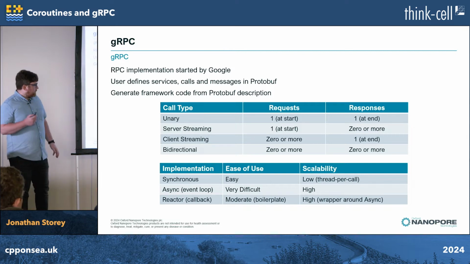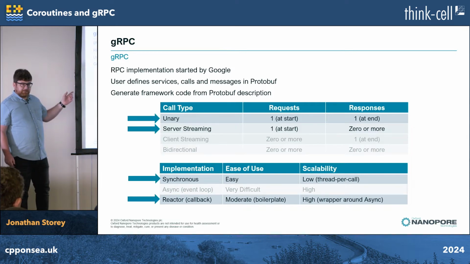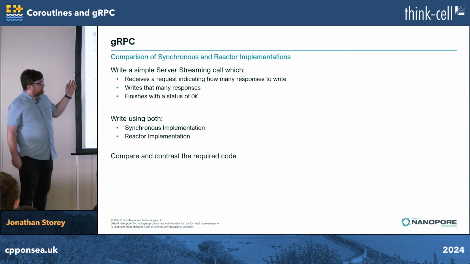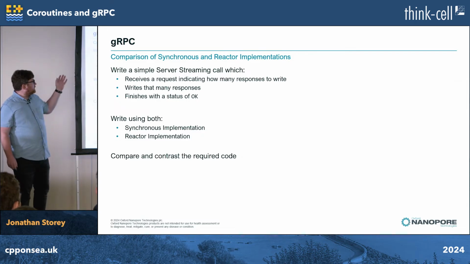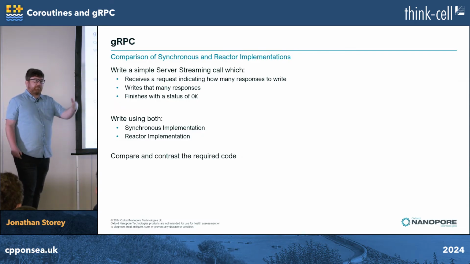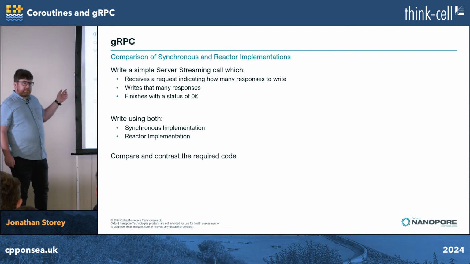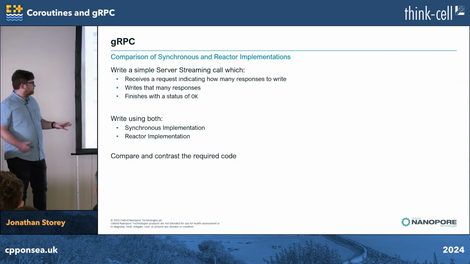So we're going to focus on unary and server streaming calls. And we're going to look at the synchronous implementation and the reactor implementation. And we're going to look at the C++ code we have to write without using coroutines to support some basic use case. So we're going to write a simple server streaming RPC call, where the client says, send me 5 responses, and the server sends 5 responses and then says, everything went well. We're going to use the synchronous implementation, and we're going to use the reactor implementation. We're going to compare and contrast the code we had to write for both of them.